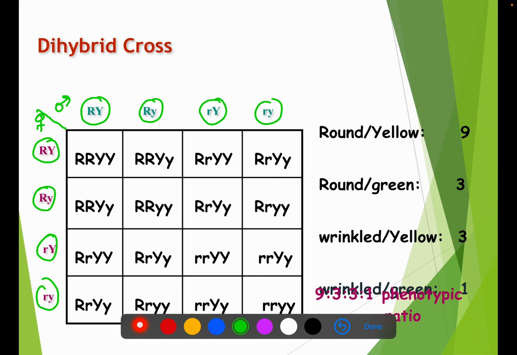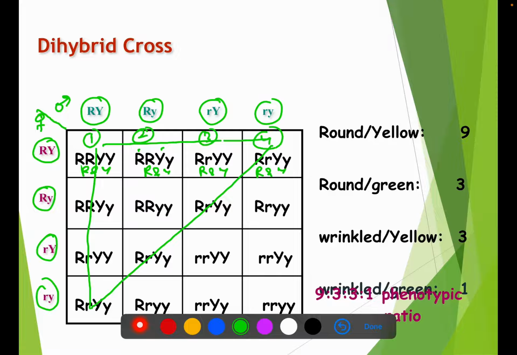Now if you see here, after making these combinations, what you find is that this would be round and yellow, this would be round and yellow, because Y is dominant, R round is dominant. So again this is round and yellow, this is round and yellow, correct? So in this way if you make, you will see that these are all round and yellow. How many? 1, 2, 3, 4, 5, 6, 7, 8 and 9. These are round and yellow.